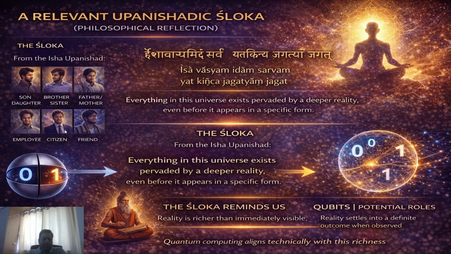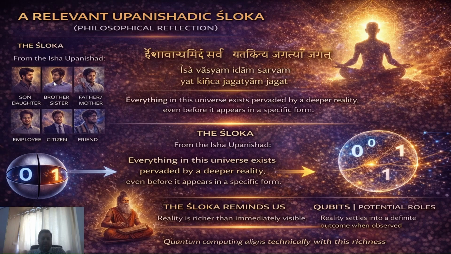Now let us look at it. I have given three different forms here. You are an individual, or I am an individual. But at the same time, being an individual, I am also a son or a daughter, a brother or a sister. An individual can be a father or a mother, an employee, a citizen, a friend, right? Now here is the key question. You are not all of them at once in action, right?